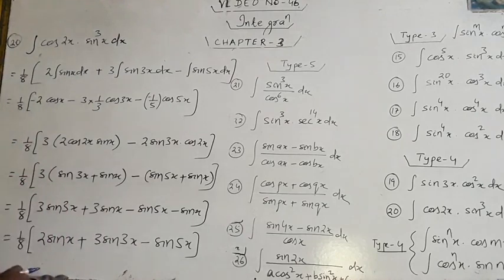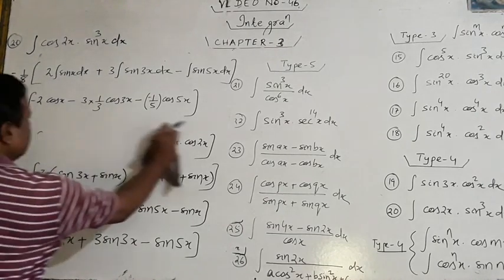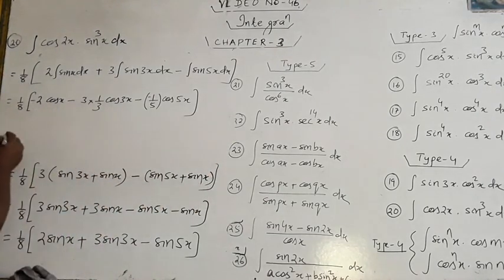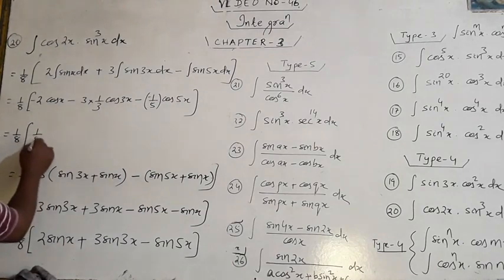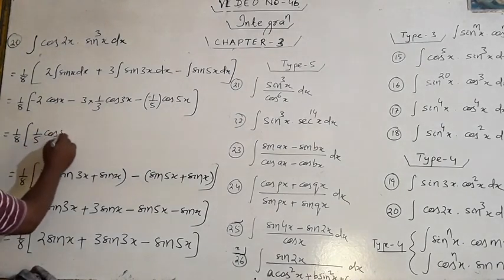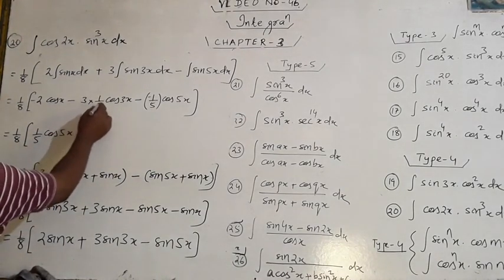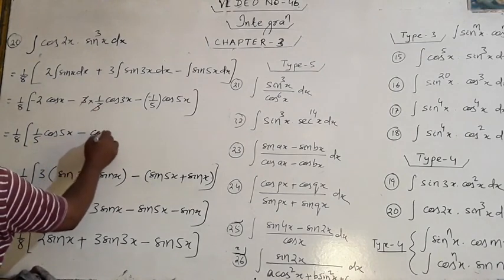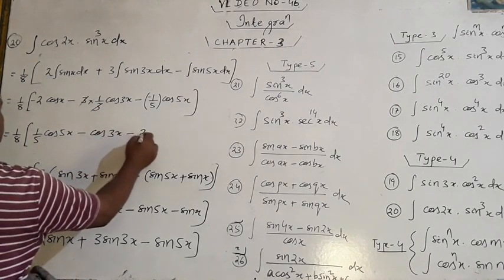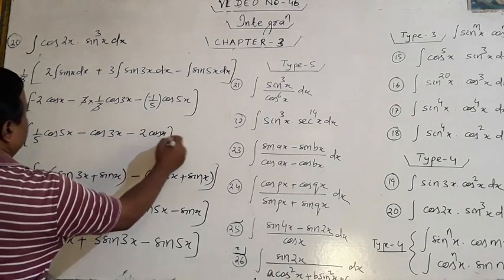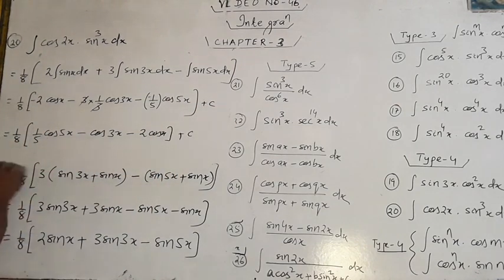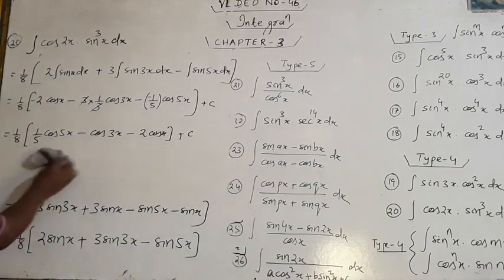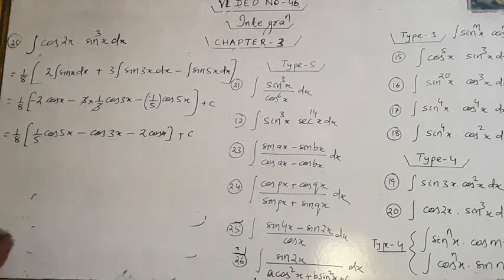Okay, and your final answer will be what? Will be 1 by 8. Taking this to the front, it becomes 1 by 5 cos 5x minus cos 3x minus 2 cos x plus c. And it is your answer. And you can also simplify this.